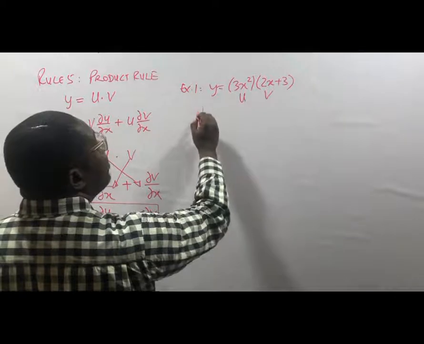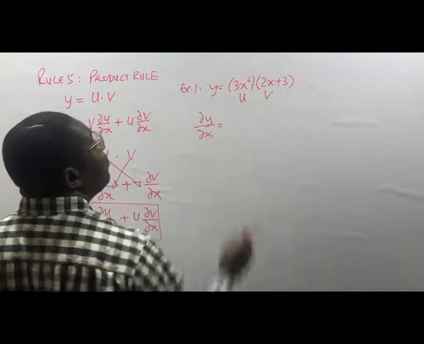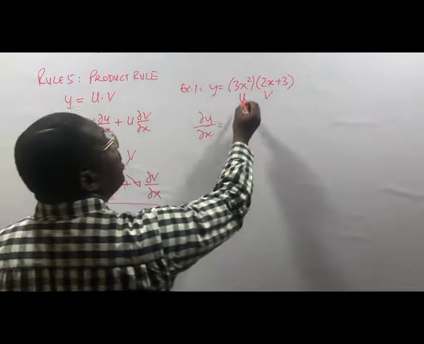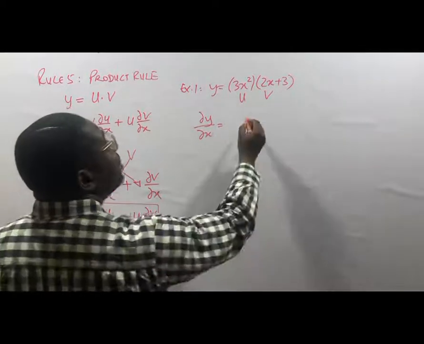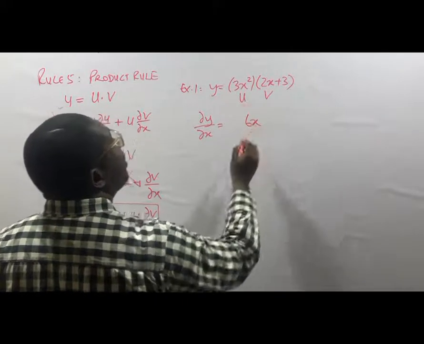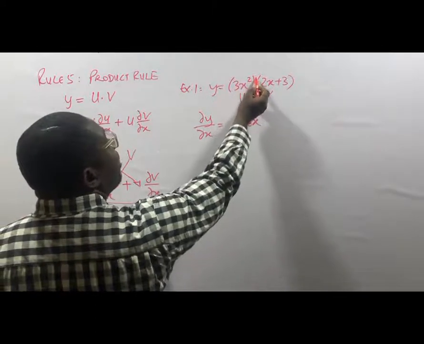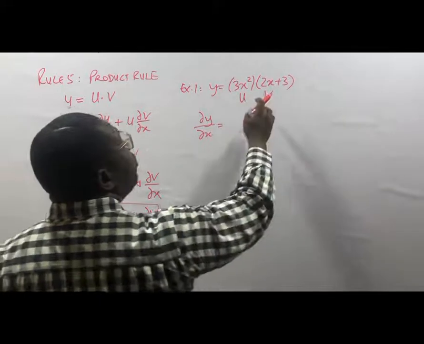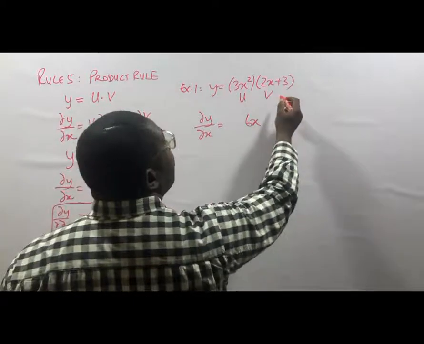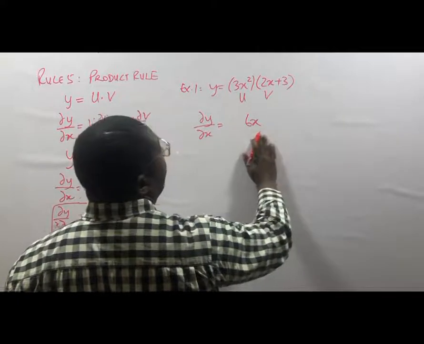Now, with the derivative, dy/dx will be, let's find the derivative of u. Finding the derivative of u, as we've known before, is going to be 6x. We're going to have 2 times 3, which will give us 6, and 2 minus 1 will give us x. But then we're going to multiply, let's find the derivative of v. The derivative of v will give us 2. Let's do it this way.